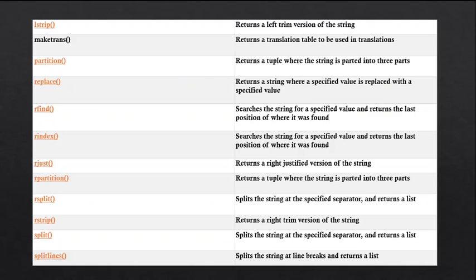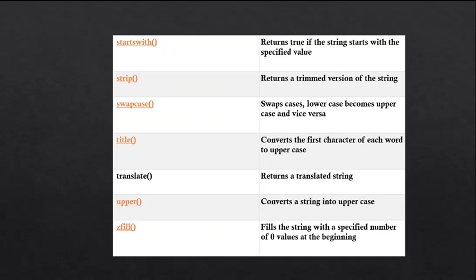Rjust returns the right justified version of the string. Rpartition returns a tuple where the string is parted into three parts. Rsplit splits the string at the specified separator and returns a list. Rstrip returns the right trim version of the string. Split splits the string at the specified separator and returns a list. Splitlines splits the string at line breaks and returns a list.